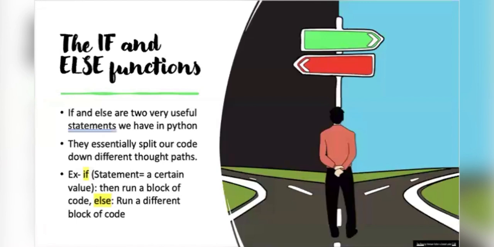So now we're going to go on to our bit heavier functions. Just one quick example for this video. We're going to talk about the if and else functions. If and else are two very useful statements we have in Python. They split our code down to different thought paths. For example, it's like the code asking, is this value true? If the value is true, I should go down this path of code. If the value is not true, or it stands for something else, then I should go down a different path.